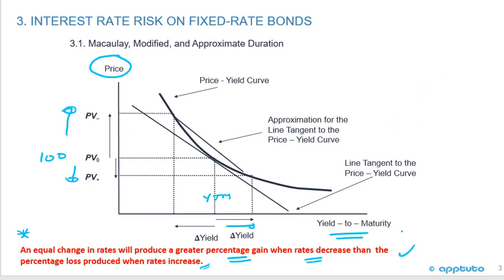But nevertheless, because of the curve, it means that an equal change in rates will produce a greater percentage change when rates decrease. So we're having a greater percentage change here than when they increase, okay? And it has to do with the shape of the curve, the price yield curve. It's not a straight line.